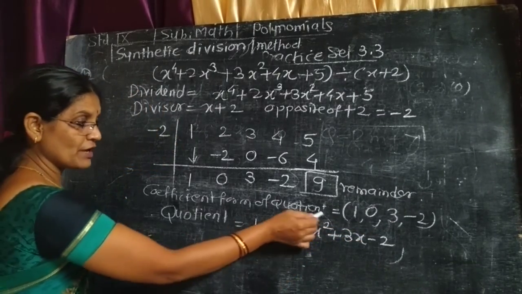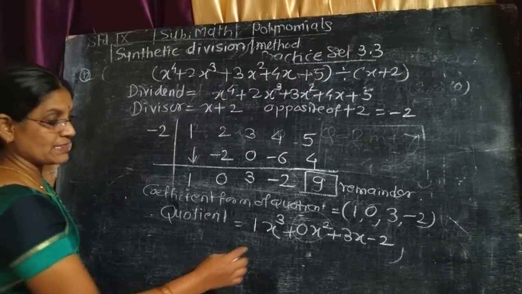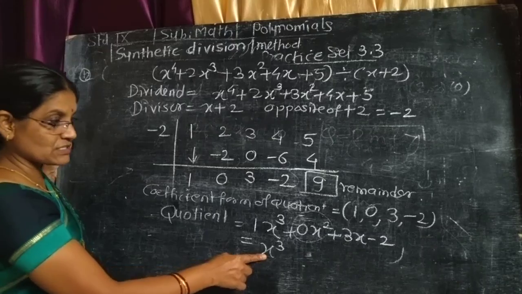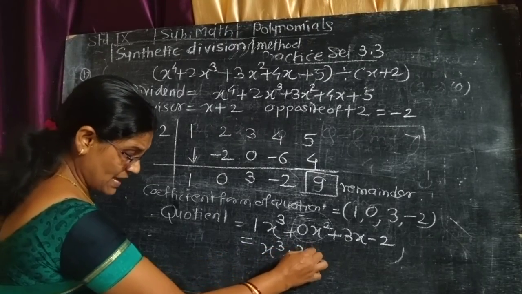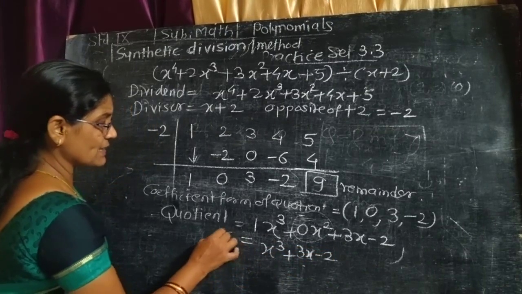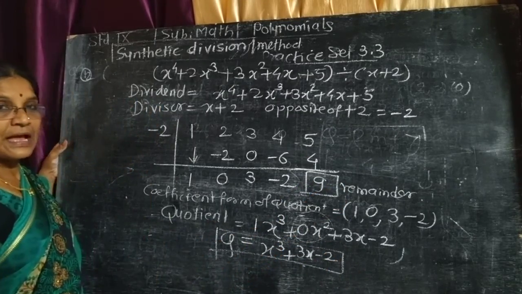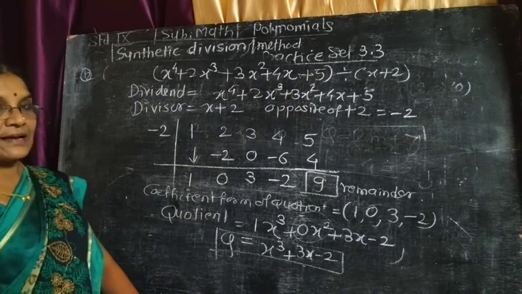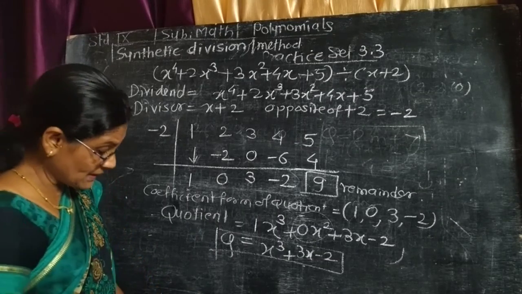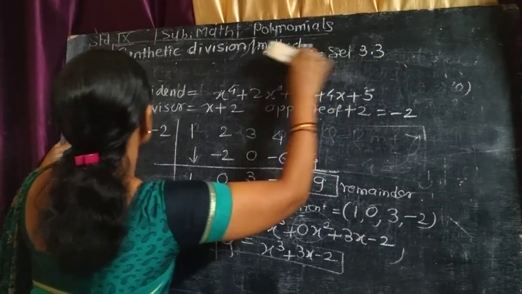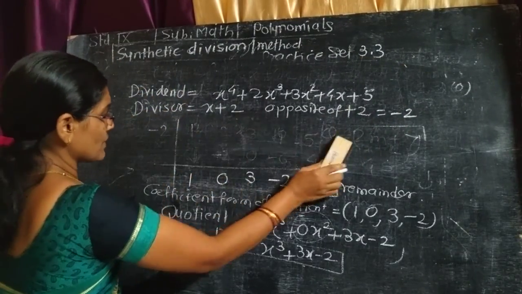But this 0x square means 0, and that's why not necessary to write. 1x cube means simply x cube plus 3x minus 2, and that is the quotient and this is remainder. And in this way we solve this second example by using synthetic division method. Now we are solving example number 3.